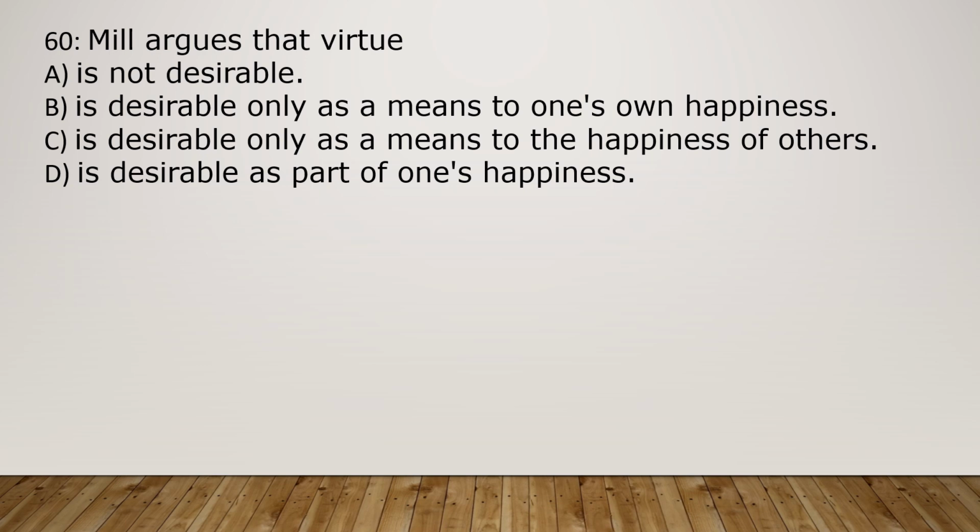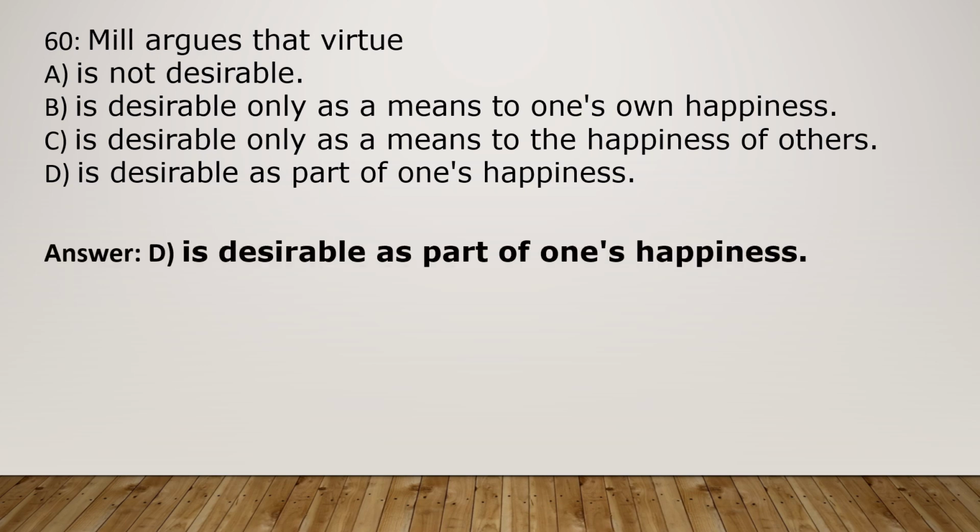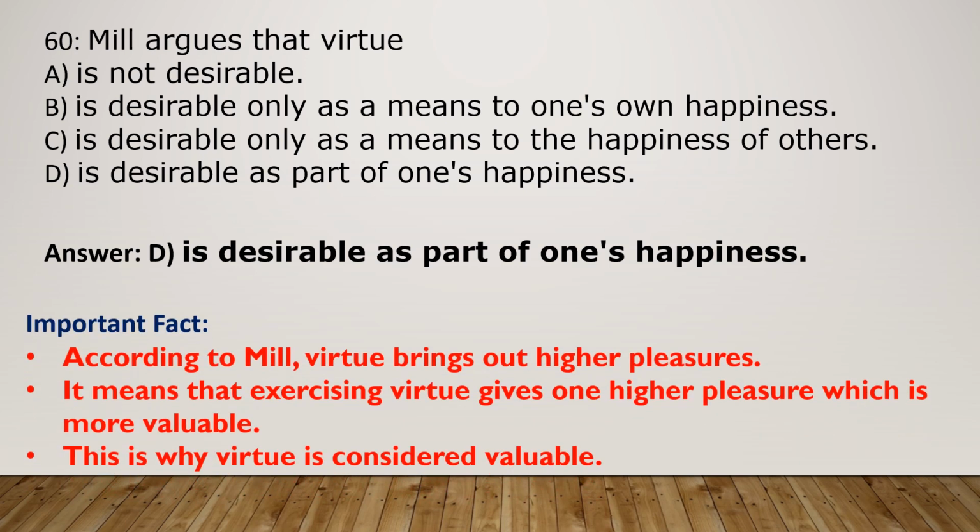Mill argues that virtue is desirable as part of one's happiness. According to Mill, virtue brings out higher pleasures. It means that exercising virtue gives one higher pleasure which is more valuable. This is why virtue is considered valuable.